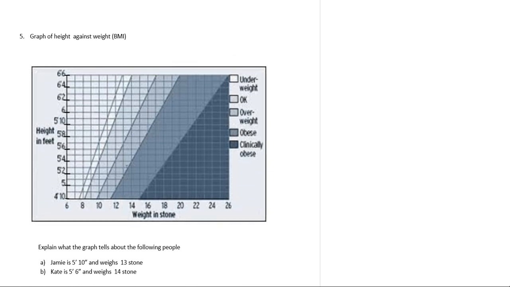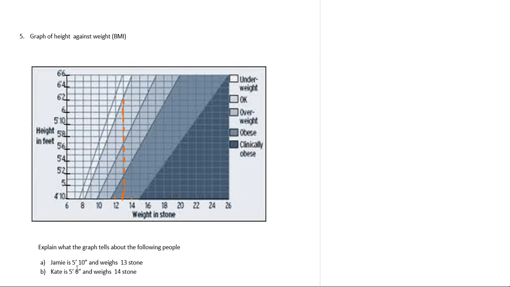And the last little bit on graphs, this comes up quite a lot. So explain what the graph tells about the following people. So we've got heights and weights. This is a BMI graph. This is how we like to determine health for some reason, even though it's not exactly right. If you're a very small person and very muscular, your BMI is way off the chart. But this is what we've got. So yeah, Jamie's 5'10" and weighs 13 stone. So where's 13 stone? There's 12, there's 14, so 13 is going to be in the middle. So I could draw a dotted line up to say there's 13 stone.